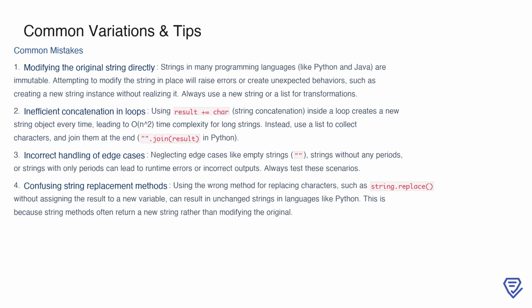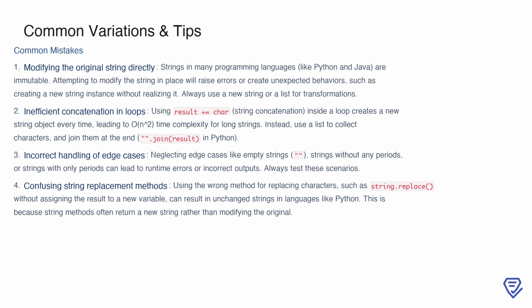First, be cautious about trying to modify the original string directly. In many programming languages, such as Python and Java, strings are immutable. This means you can't change them in place, and attempting to do so could lead to errors or unintended behavior, like unknowingly creating a new string instance. Instead, it's better to use a new string or a list to handle transformations.